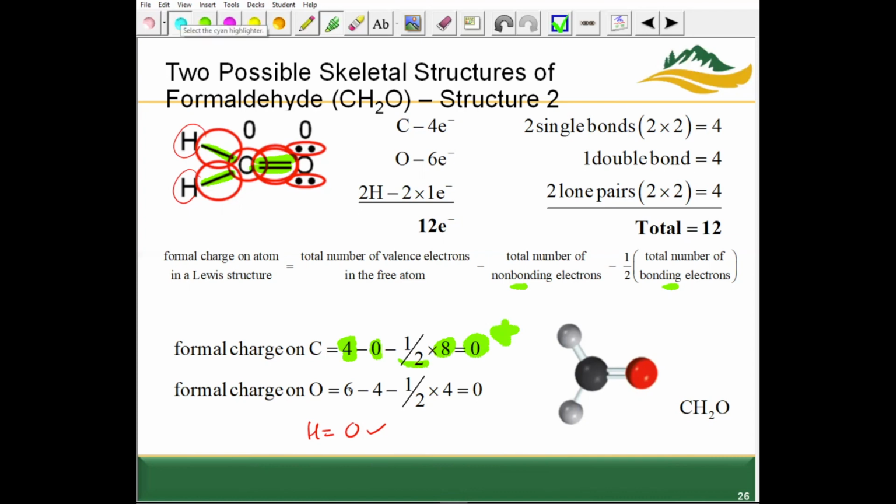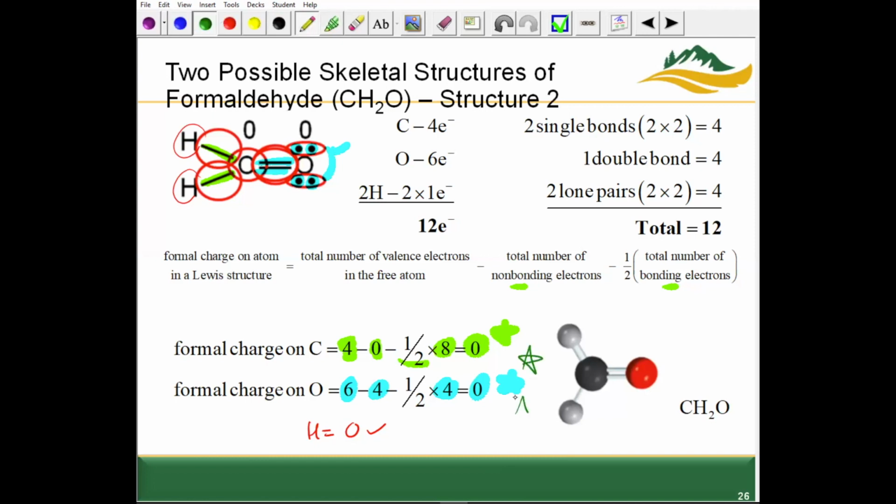Now for oxygen, 6 valence electrons. How many total of non-bonding electrons? 1, 2, 3, 4. These lone pairs are non-bonding. There are 2 pairs, or then 4 non-bonding electrons. Minus 1/2 times the total number of bonding electrons. For oxygen, 1, 2, 3, 4 bonding electrons. 6 minus 4 is 2, then minus 2. That is also the ideal formal charge of just 0.